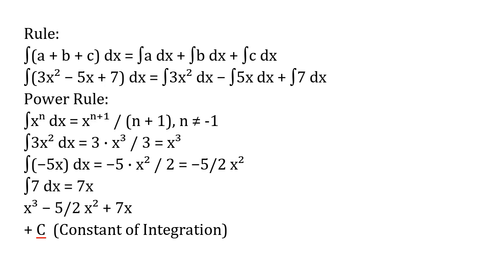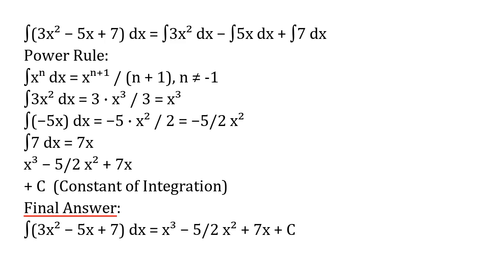Now we can write the final answer clearly and confidently. The indefinite integral of 3x squared minus 5x plus 7 with respect to x is x cubed minus 5 halves x squared plus 7x plus the constant of integration c. This is our required integral. Every term has been handled carefully, and the constant ensures all possible original functions are included.